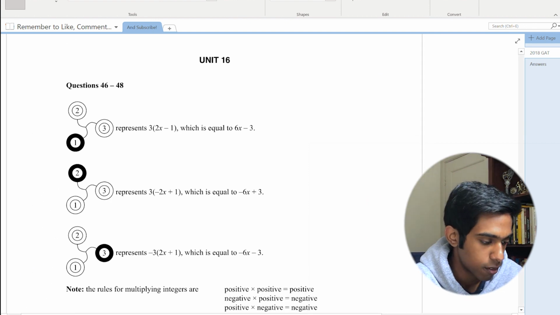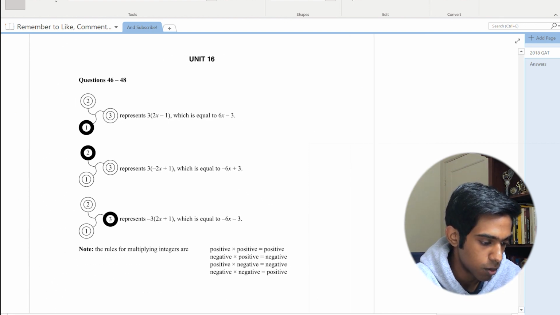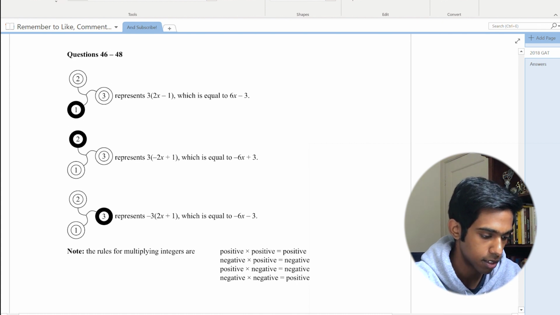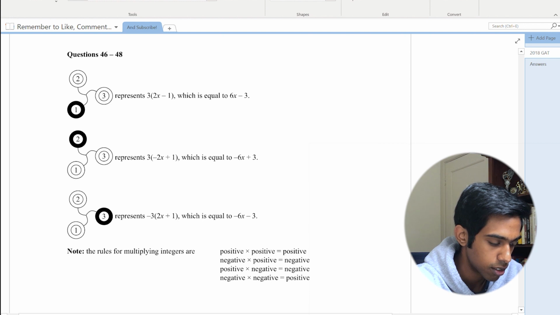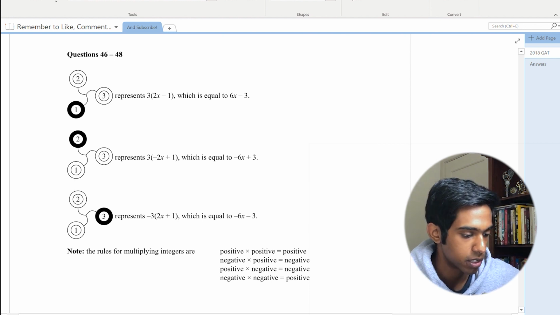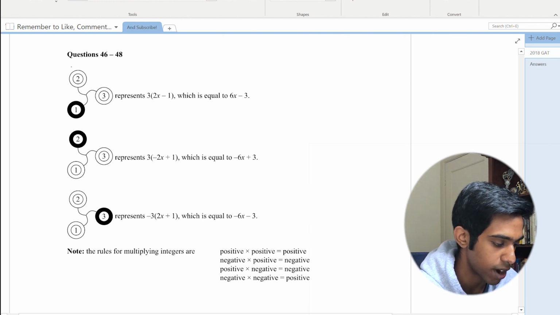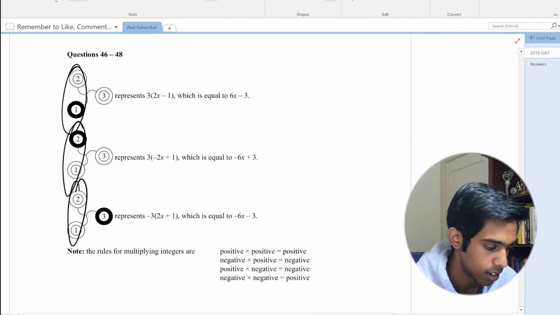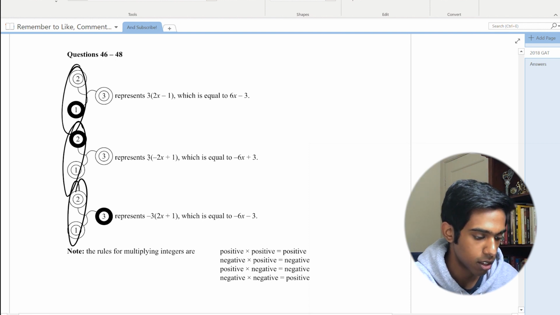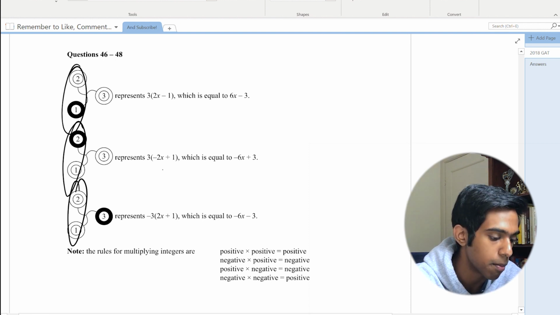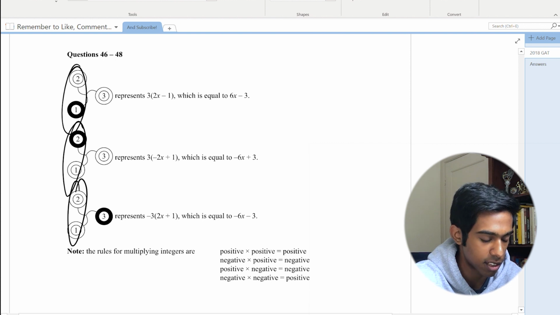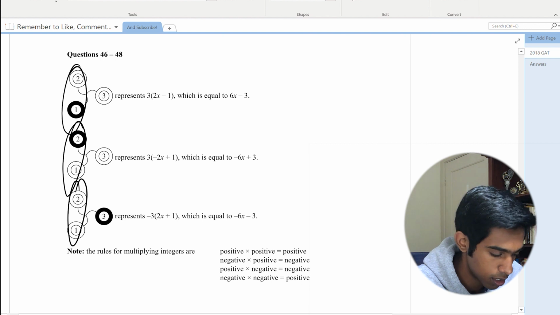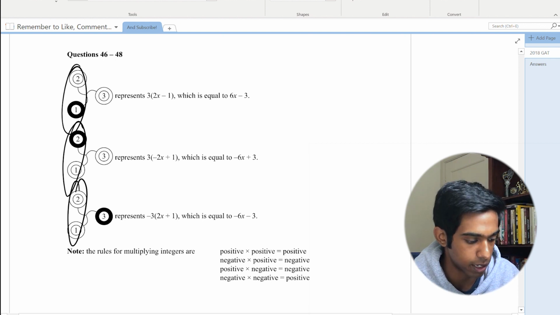Unit 16. Question 46. So we've got this diagram. This is telling us that that represents 3 times 2 minus 1. So this is the brackets, and this is the brackets. And then from reading this one, they give us 3 times minus 2x plus 1. So that tells us that the black circle is a negative, and it's basically just drawing the brackets out.